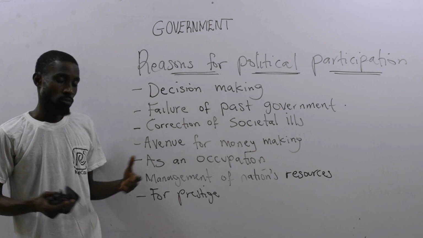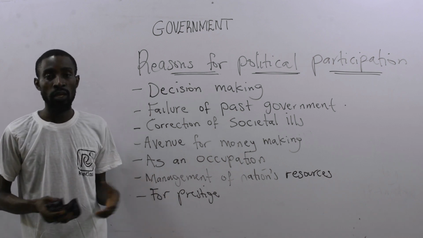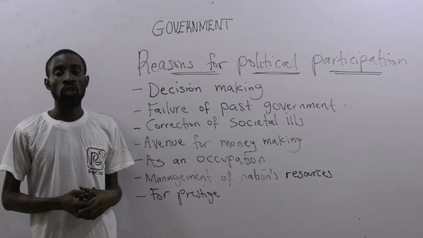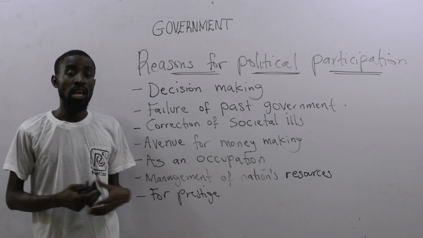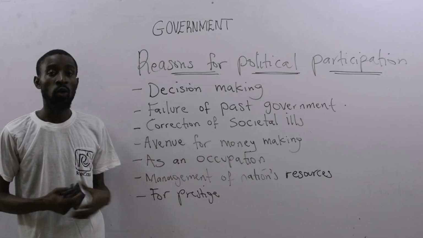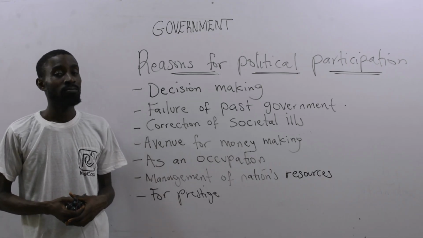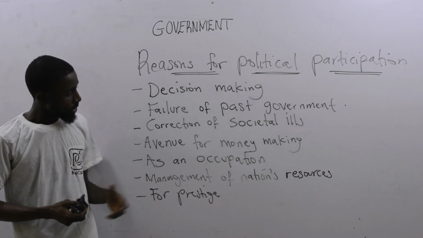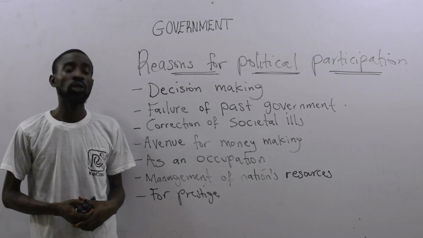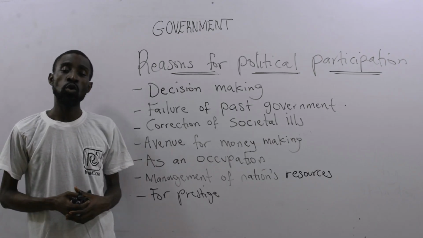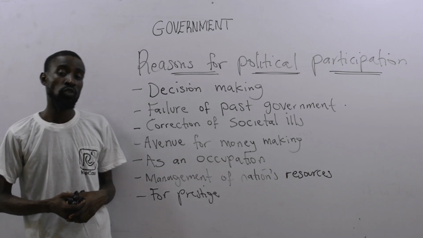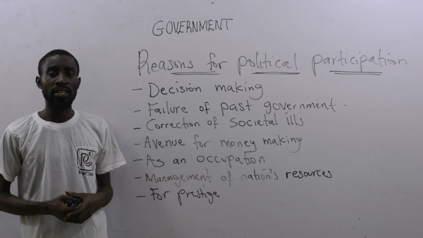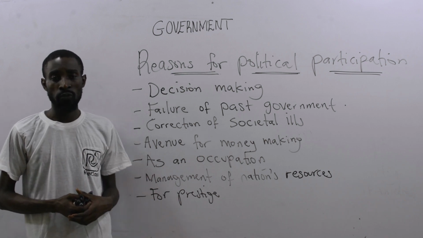We have seen a case in Nigeria where somebody is a member of the House of Assembly, from there becomes a member of House of Rep, then becomes a member of Senate, from there contests for the position of governor, from there wanting to be president. They have seen it as an occupation already. Then away from there, we have the next one, management of nations' resources. An individual may want to be active in the decision-making process of his country because he feels that the resources of the country can best be managed when he takes over the mantle of leadership.